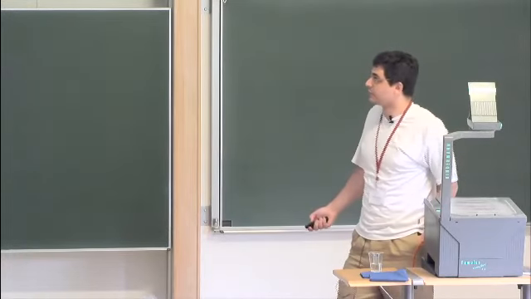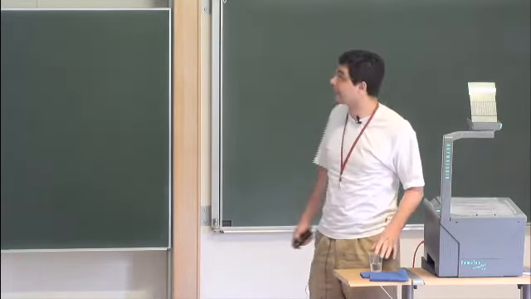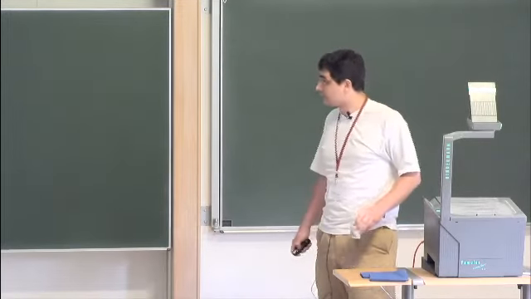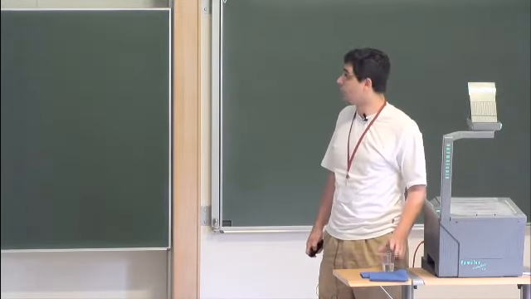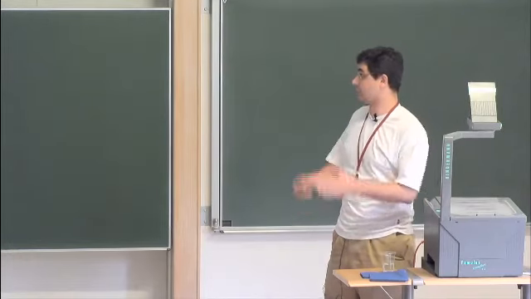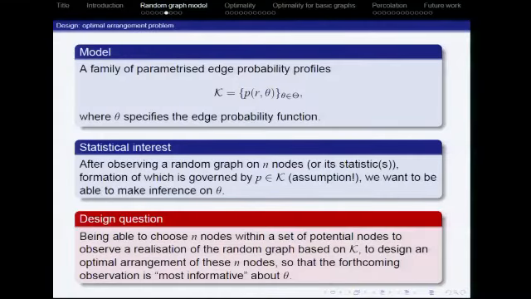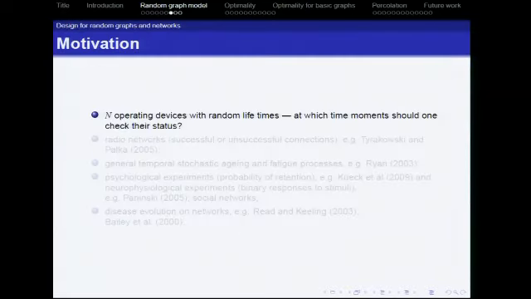Our statistical interest is in making inference on theta, and the design question is how do we choose these n nodes within a set of potential nodes to observe a realization of the random graph, so that our inference on the model parameters is most informative. And that, of course, has to be measured first. And the motivation is this.